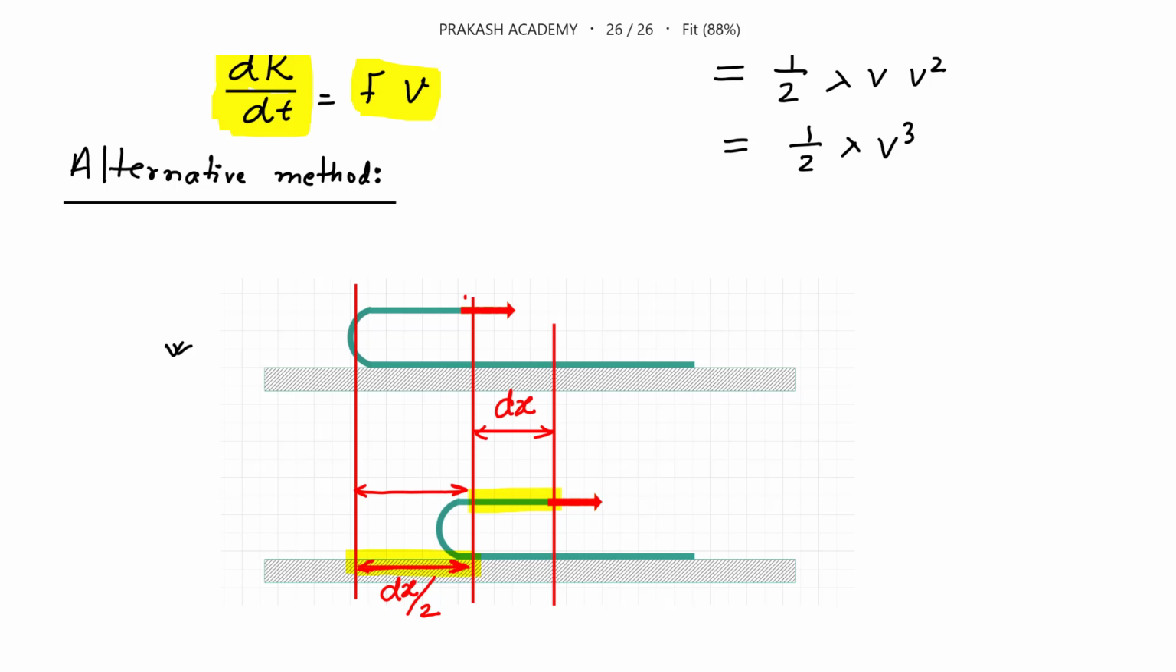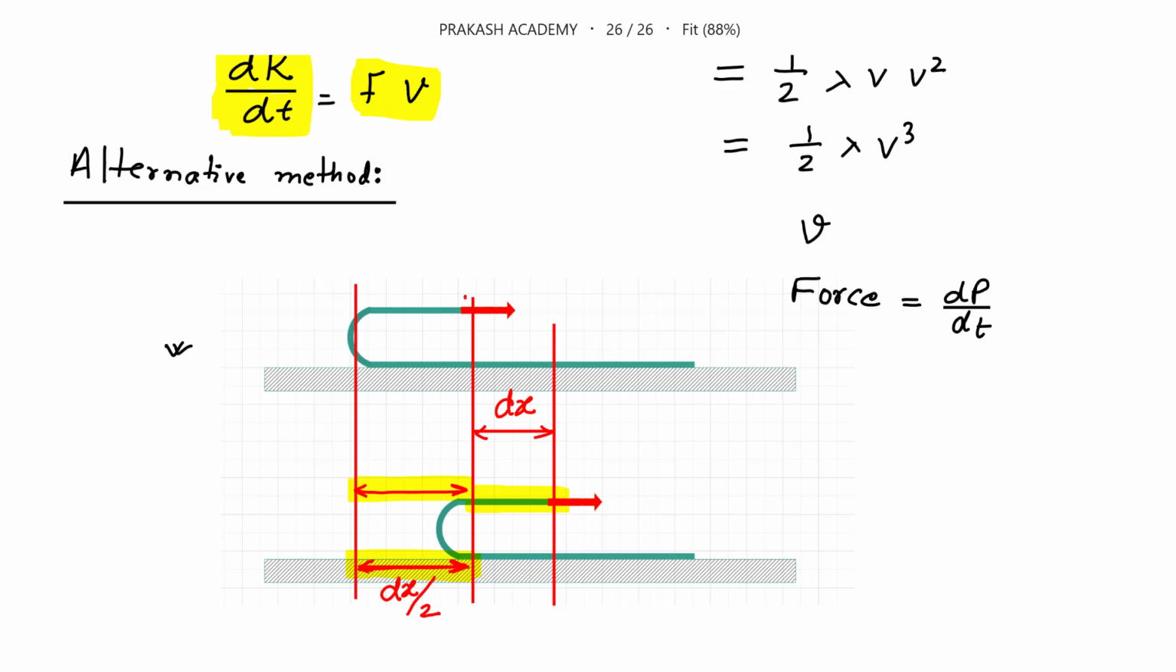You see here you have a dx part, but this dx part contributes from two things. One is dx by 2 that was already having some velocity v, and this was having no velocity. So this part has gained some velocity, and this velocity is v because the question says the rope is moving with a constant velocity v. So we will use here Newton's second law, force is equal to rate of change in momentum, dp by dt.